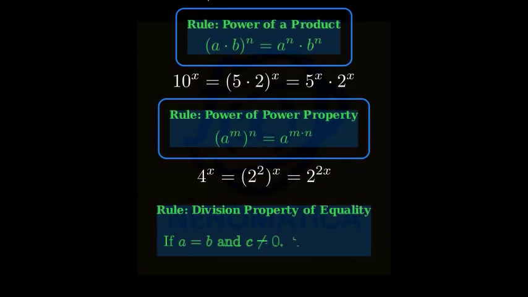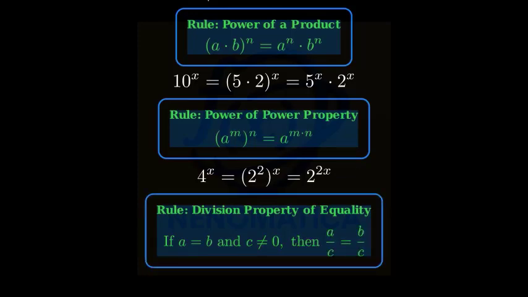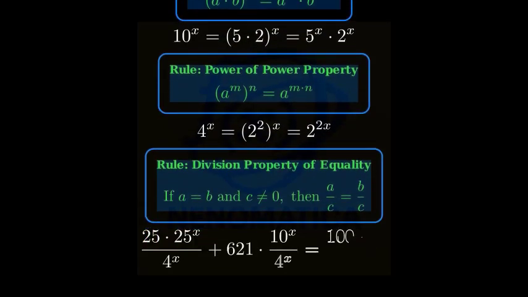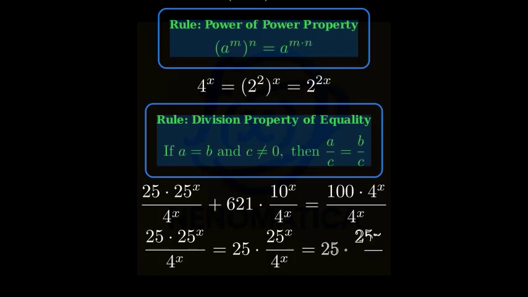When we divide both sides of an equation by the same non-zero expression, the resulting equation has the same solutions. On the left side, we'll divide 25 times 25 to the power of x by 2 to the power of 2x, and we'll divide 621 times 10 to the power of x by 2 to the power of 2x. On the right side, we'll divide 100 times 4 to the power of x by 4 to the power of x. Let's calculate each part. For the first term, we get 25 times 25 to the power of x divided by 4 to the power of x.